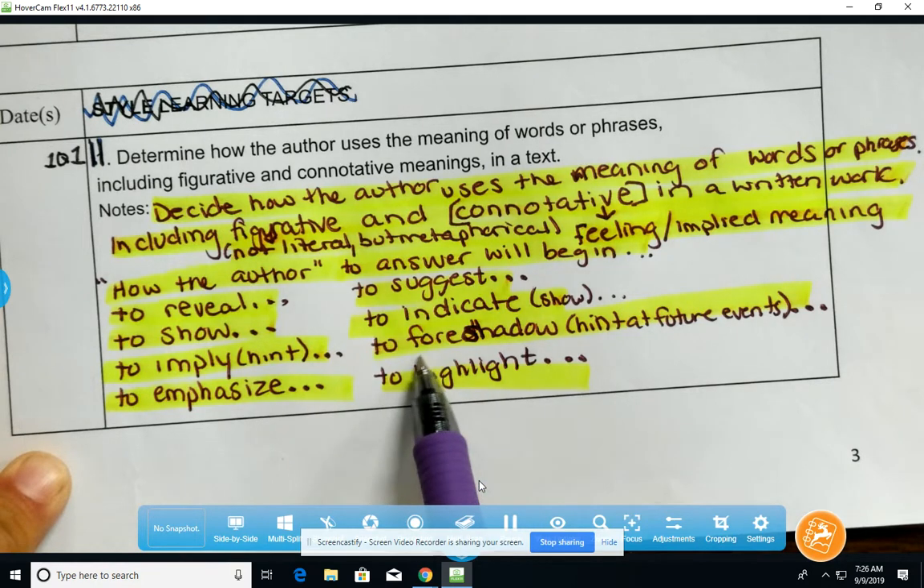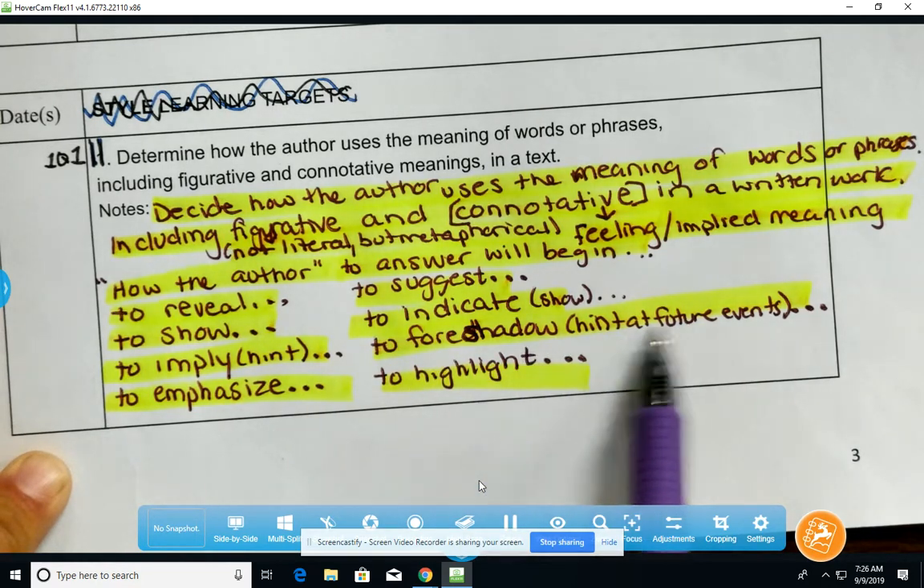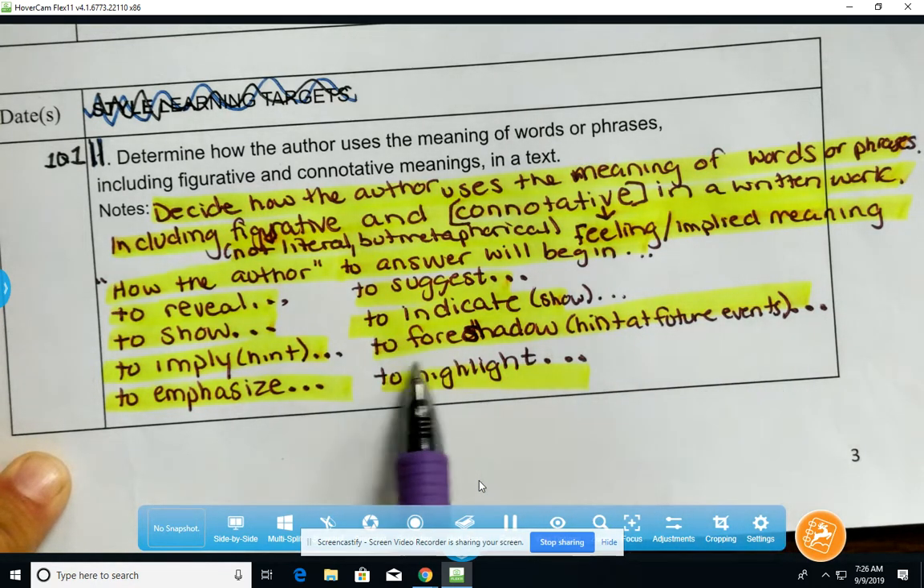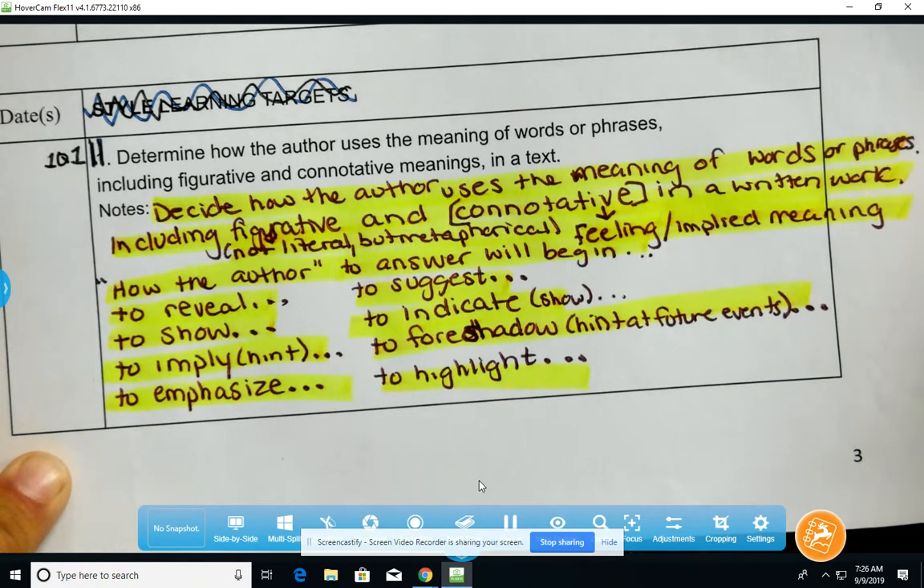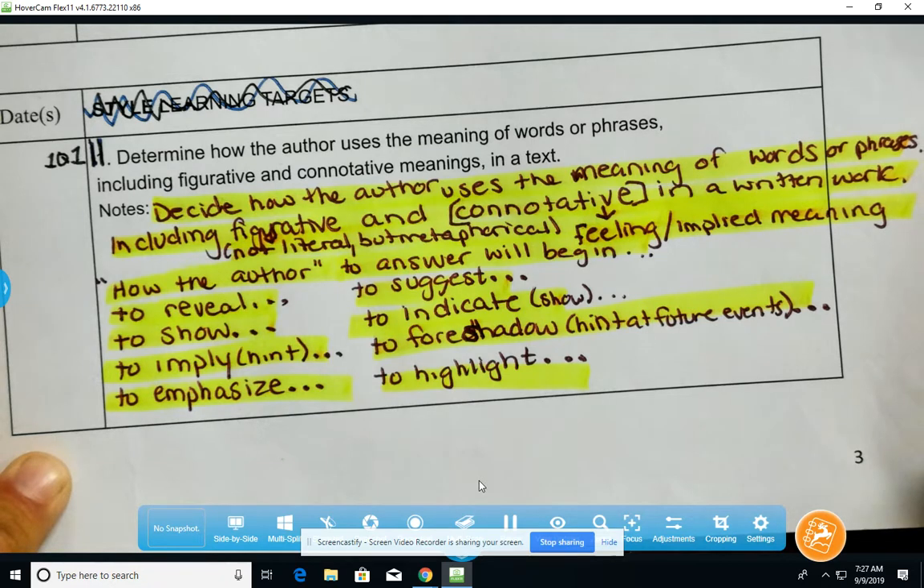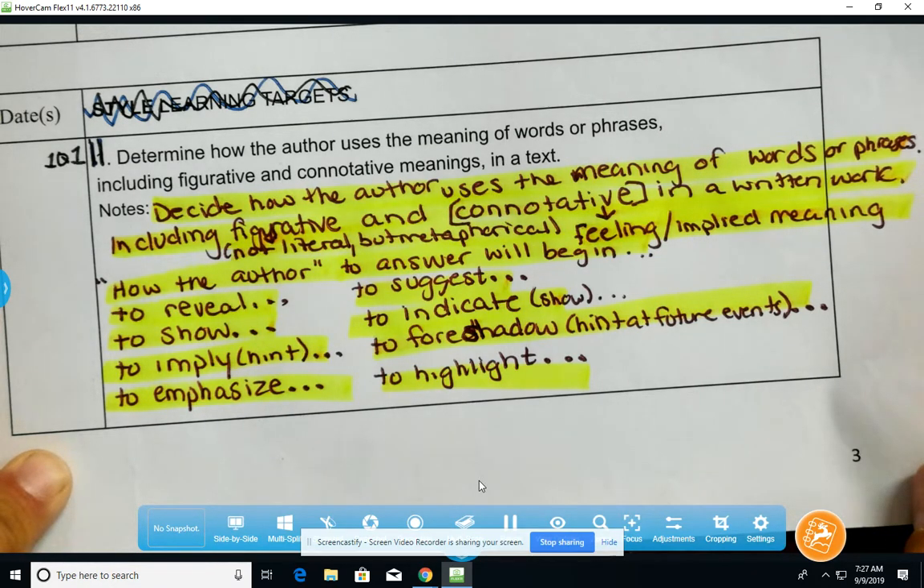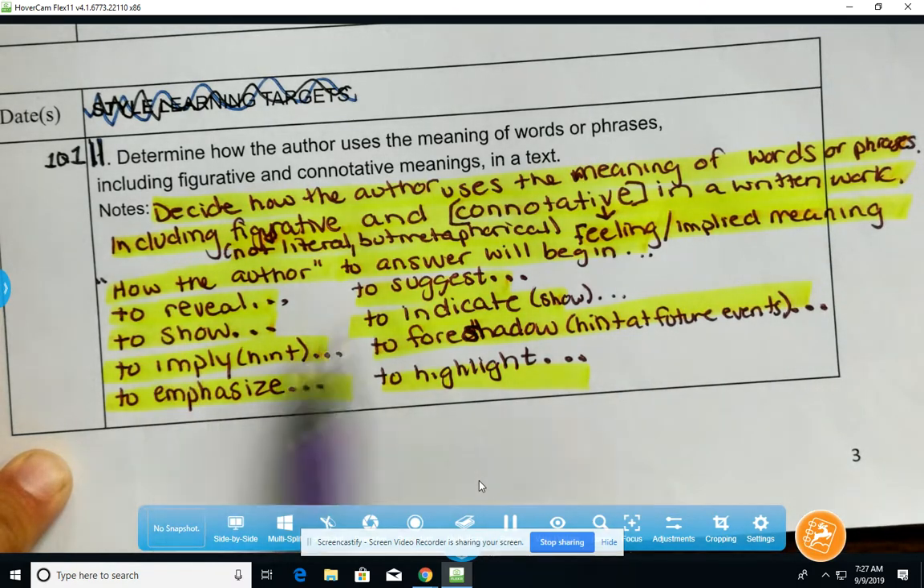So foreshadowing is something that writers like to do to hint at something that's going to take place in the future. I've mentioned to a couple people during writing time to maybe embed some foreshadowing at the beginning of their piece for the conflict that's about to take place. So they're going to hint at future things that will happen in the story. But today we are going to look at why the author uses specific words, and they're using them to do one of these areas down here.